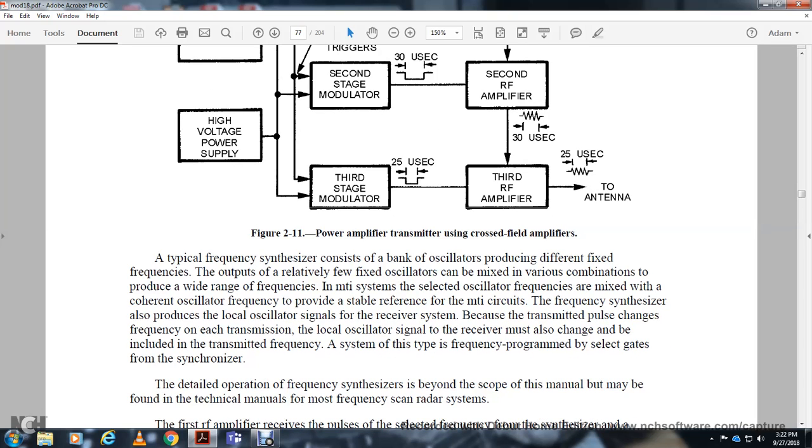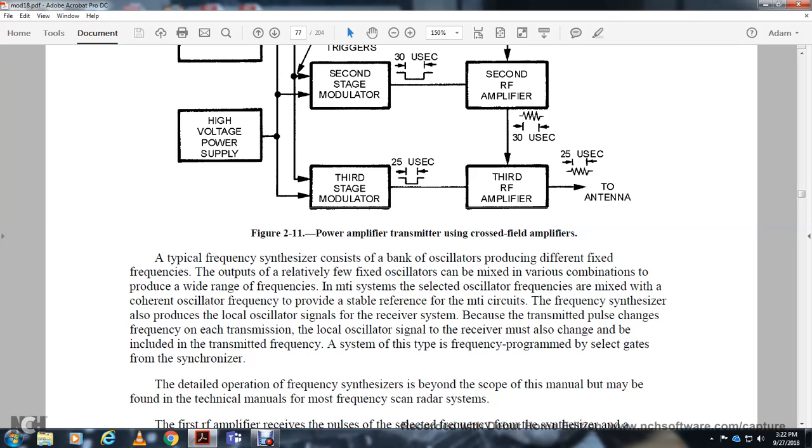This type of frequency synthesizer consists of a bank of oscillators producing different frequencies. The output of a few fixed oscillators can be combined in various ways to produce a wide range of frequencies. The selected oscillator frequency is mixed with a coherent oscillator frequency, providing a stable oscillator reference for the frequency synthesizer.